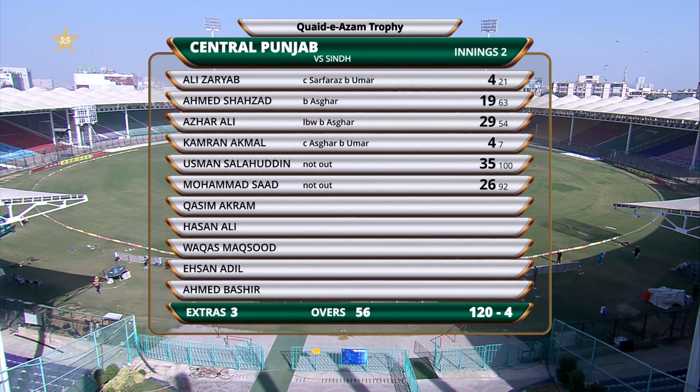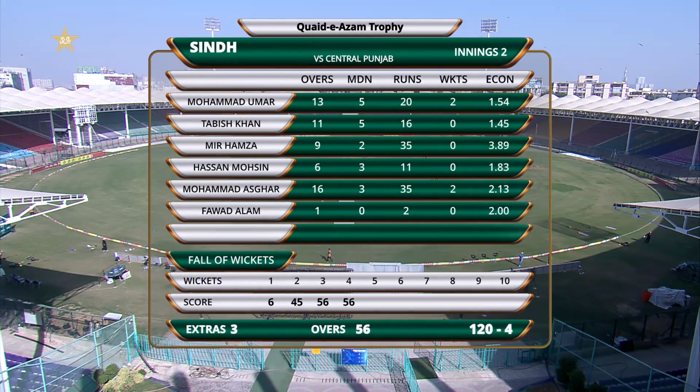Day 3 finished off pretty well for Central Punjab with a good partnership between Usman Salahuddin and Mohammad Saad, who saved their side, which was in trouble at almost 50 for 4 at one stage of the game. Bowling still has something available from this wicket. You see 2 wickets for the spinner and 2 for the quick Mohammad Umar.